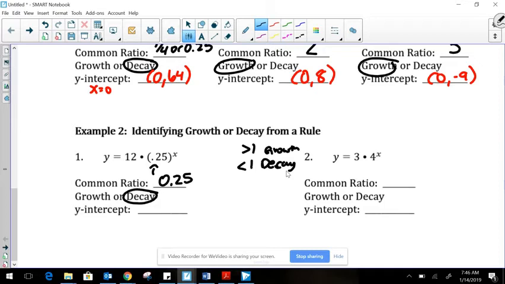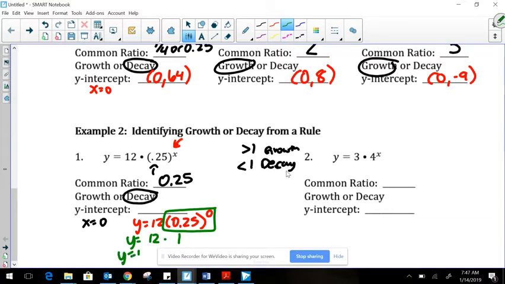Okay, our y-intercept. This is when x equals 0. So I'm going to plug in 0 for x. So I have y equals 12 times 0.25 to the 0. This part here, anything to the 0 power we know is 1. So I have 12 times 1, y just equals 12. Okay, so y equals 12. That's when x is 0, so I'm going to write 0, 12.